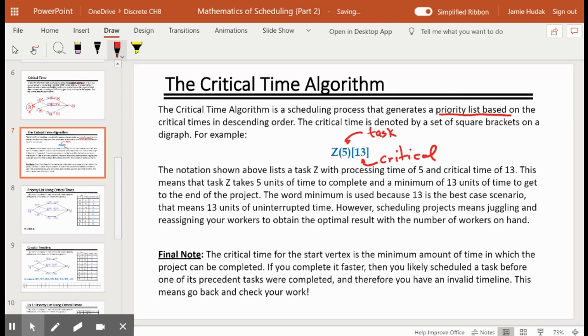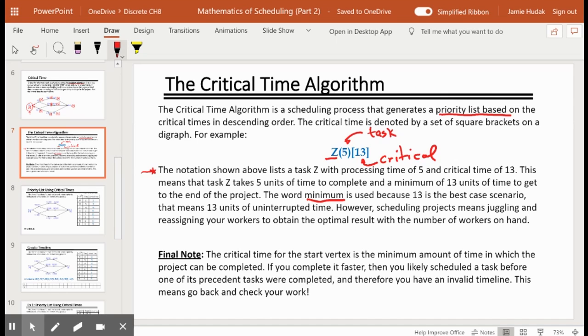That is the chain of events from task Z all the way to the end of the project, and that is the longest path from Z to end. So the notation shown above lists a task Z with a processing time of 5 and a critical time of 13. This means that the task Z takes 5 units of time to complete and a minimum of 13 units of time to get to the end of the project. The word minimum is used because 13 is the best case scenario. That means 13 units of uninterrupted time.